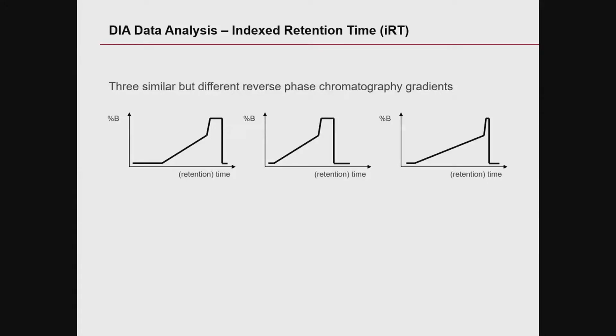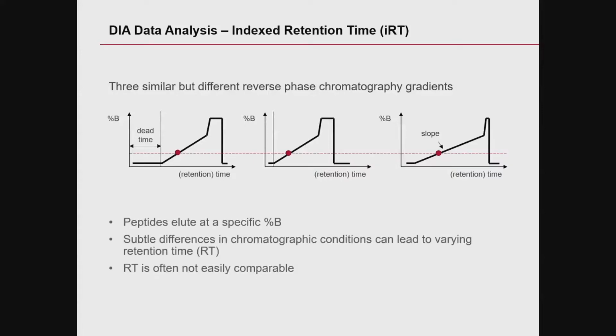On this picture here, you can see three similar but not exactly the same gradients. I'm sure you all know these depictions of gradients used in proteomics. So these three gradients differ in the dead time in the beginning here, and they also differ slightly in the washing here, and then the slope of the gradient. And normally you would say that the peptide elutes at a certain %B in chromatography. But subtle differences in the chromatographic conditions can lead to varying retention time, also due to the dead times and so on, so the time the peptide needs from your column to the detector.